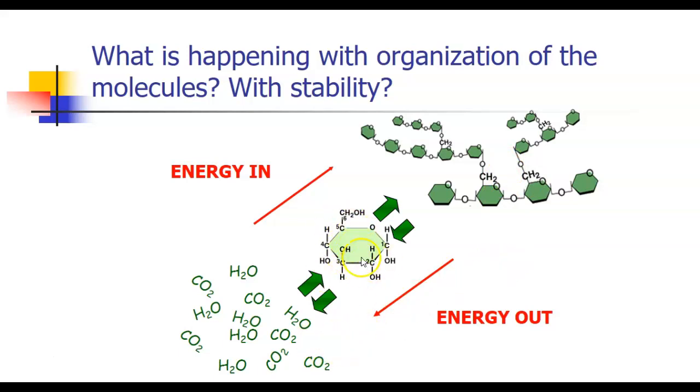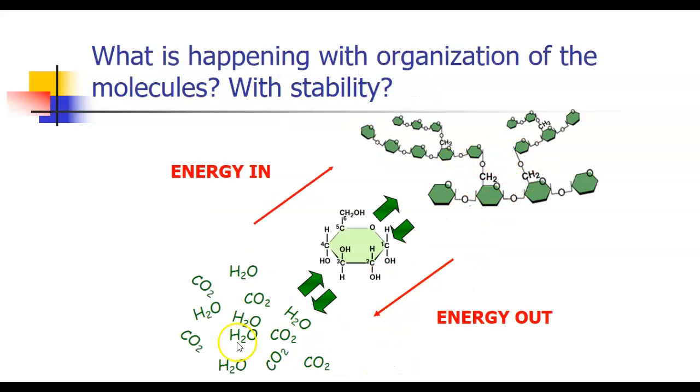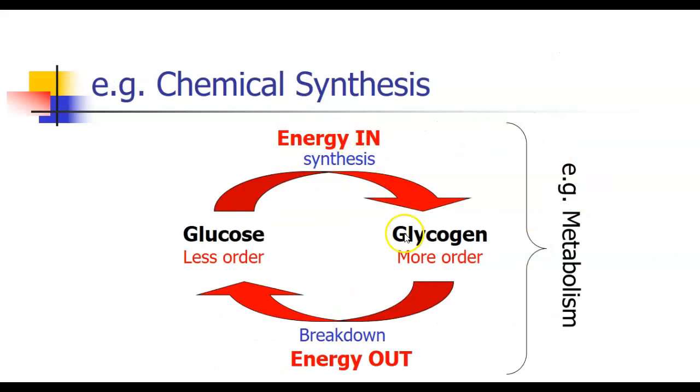When we are breaking down glucose, putting it back into those simpler gases and water, we are releasing energy. So we can think about synthesis as energy in when we're going from that less ordered state of glucose to that more ordered state of glycogen. And we're breaking down when we're getting that energy out, going from glycogen to glucose. This whole process is metabolism, the sum of all of these chemical reactions in our body, building things up and breaking things down.